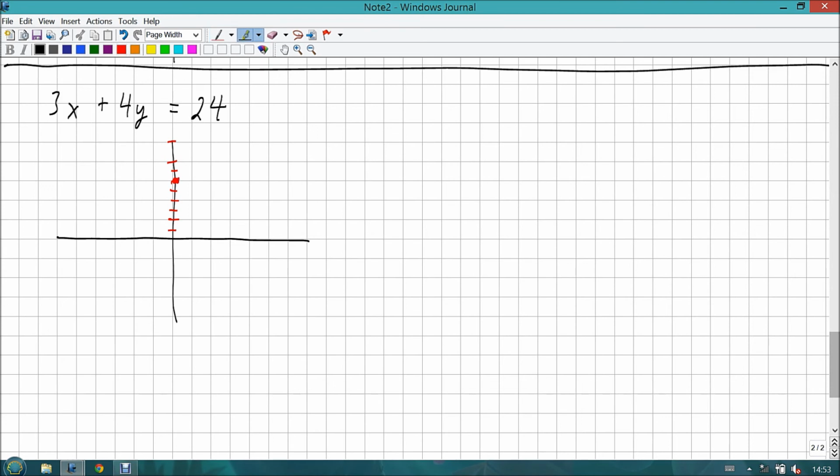And then on the other side, we cover up our y, and we get 3x is equal to 24, which gives us an x-intercept of 8. Now remember, we're going by 2, so 1, 2, 3, 4, 5, 6, 7, 8. Make a dot. Connect the dots. And call it a graph.